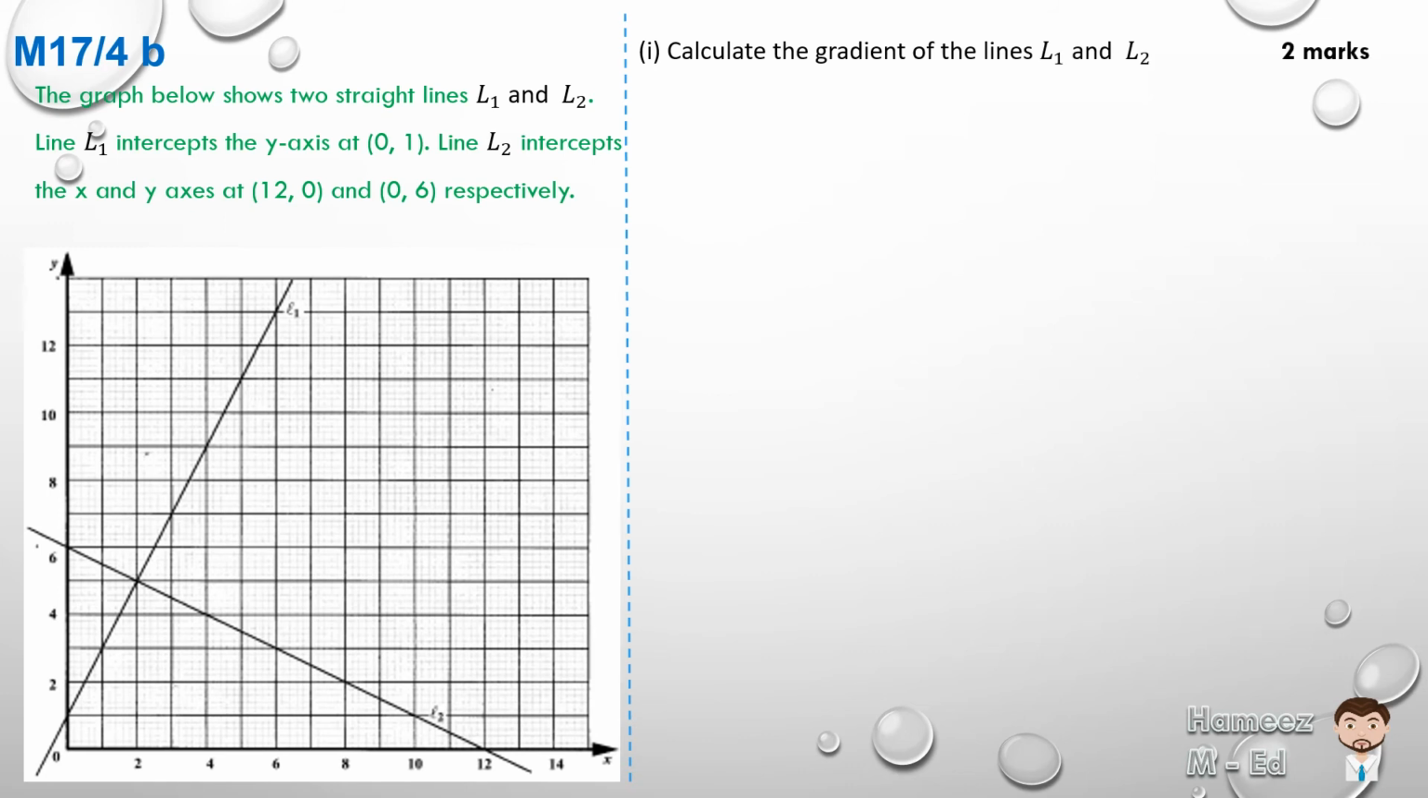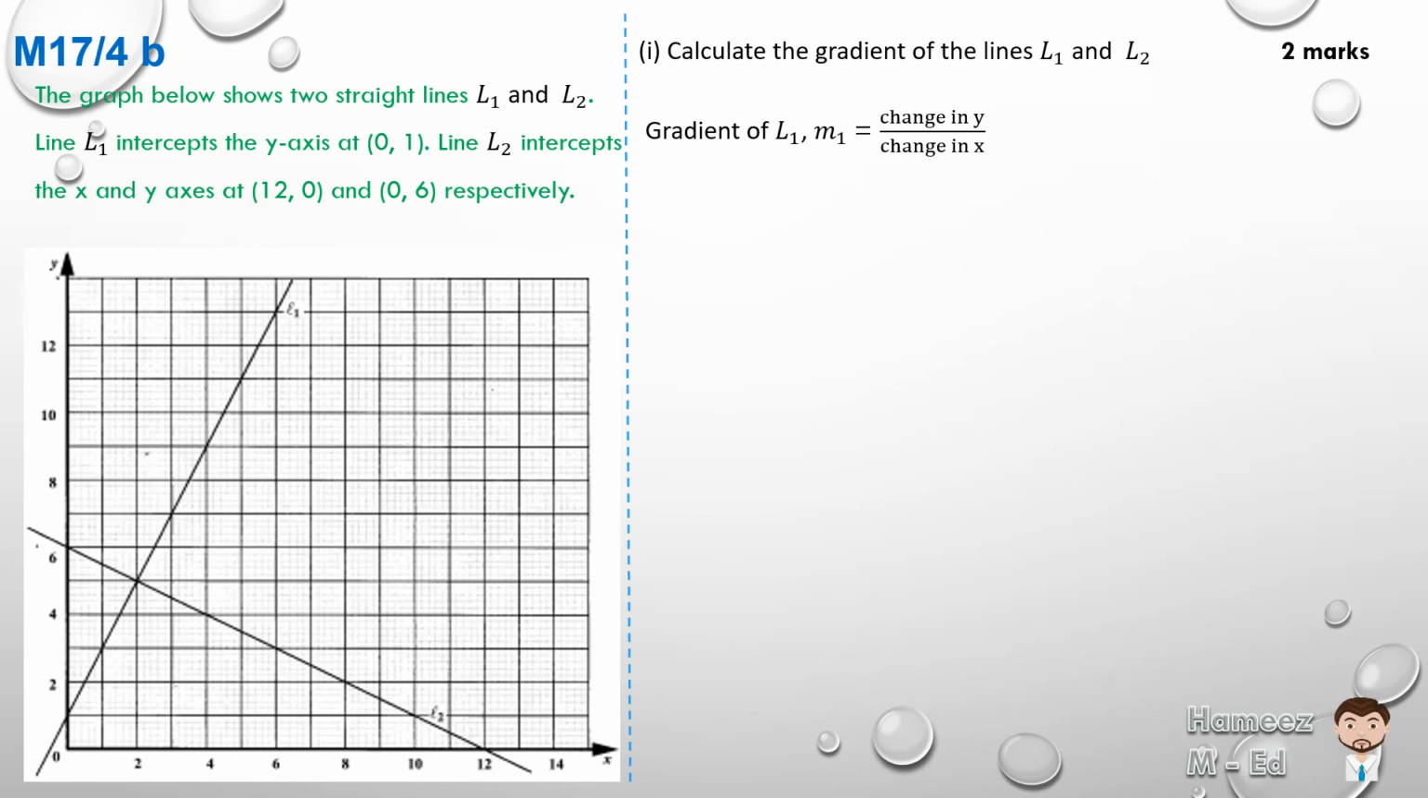Part 1. Calculate the gradient of the lines L1 and L2. So let's recall the gradient of any line. In this case, the gradient of line L1, we'll call that m1, is change in y over change in x. So if we look at line 1, we need to take 2 points. So let's take 2 points very far apart.